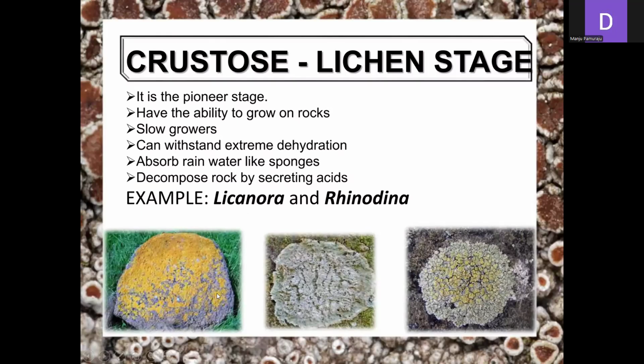So here this is the bare rock, and on this are the crustose lichens. These lichens completely attach to the rocks, so we cannot separate the lichens from the rock.